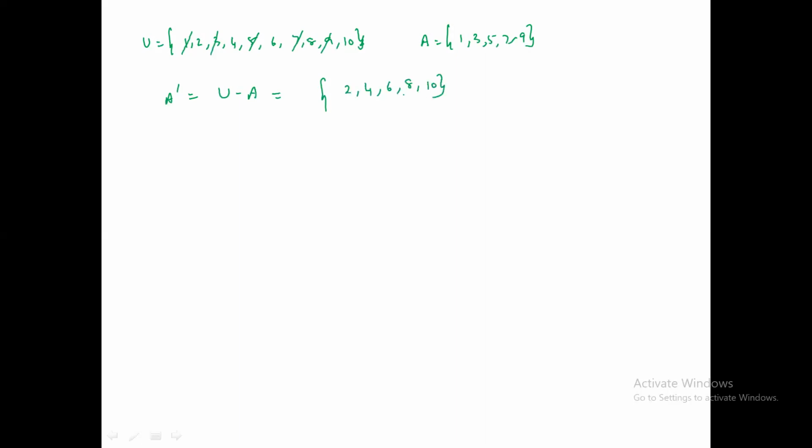Okay. Now let us take one example. U, I will give you 1, 2, 3, 4, 5, 6, 7, 8, 9, 10. And A, I will give you as 1, 3, 5, 7, 9. So if I want to find A complement, I have to take U minus A. From U, you will remove the elements of A: 1, 3, 5, 7, 9. Left is 2, 4, 6, 8, 10. This is how we will write A complement.